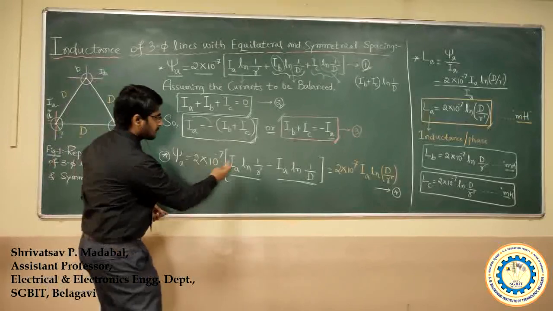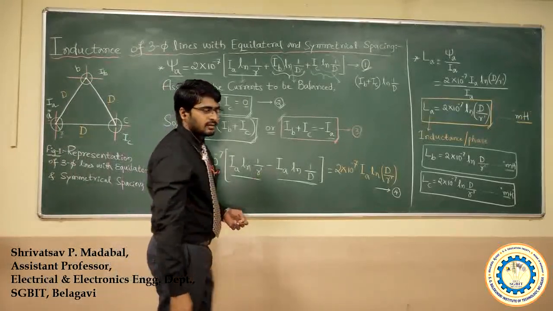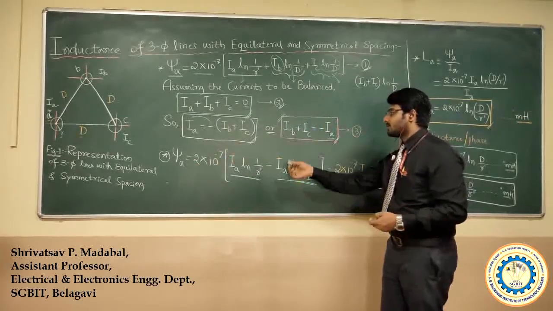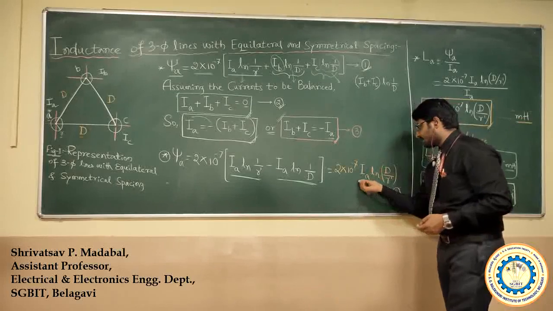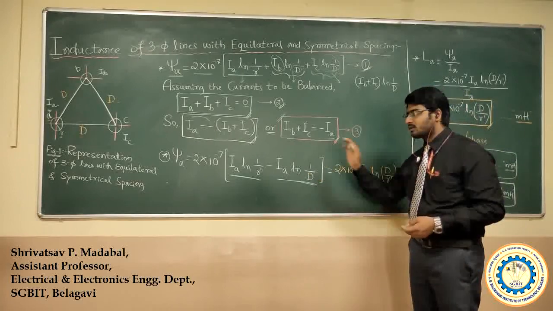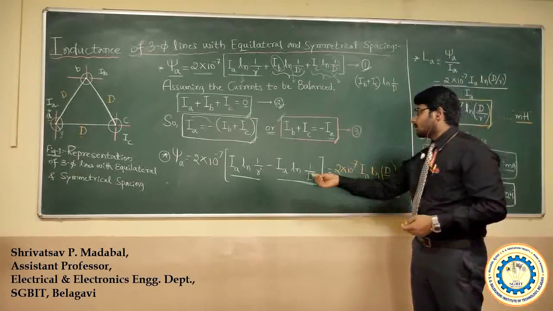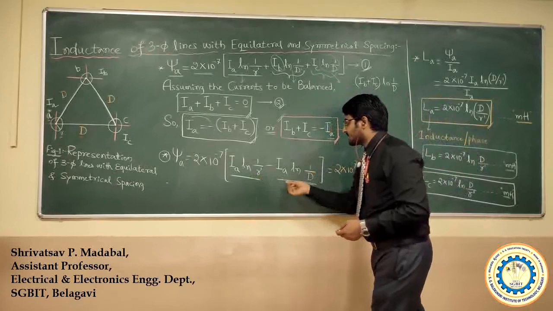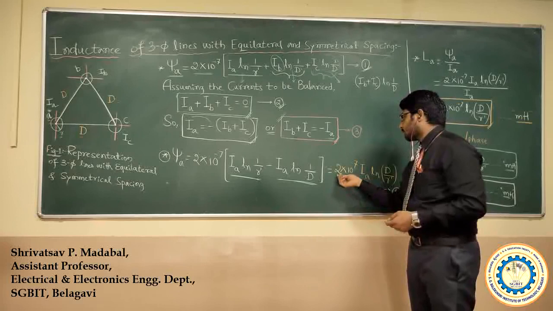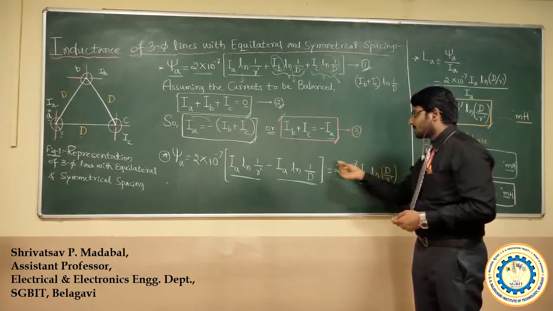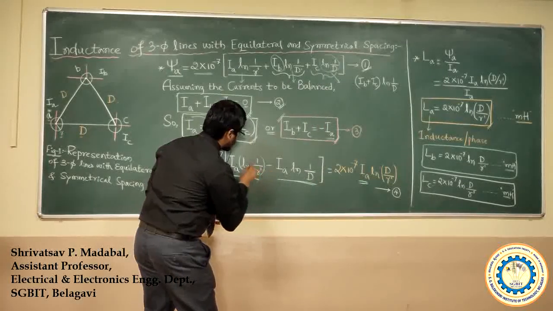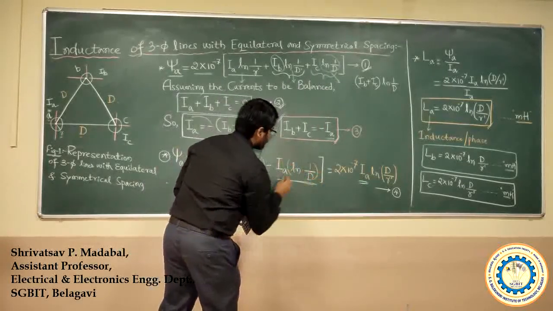So I can take the common term out, such that my equation is completely dependent on the single term IA. This is the only unknown term. If I have this, then I can easily find the value of flux linking. In the first and second terms the common term is IA, so I will take it out. I can represent it as 2 into 10 raised to minus 7 IA, and I am left with two important parameters: ln of 1 by r dash and ln of 1 by d.